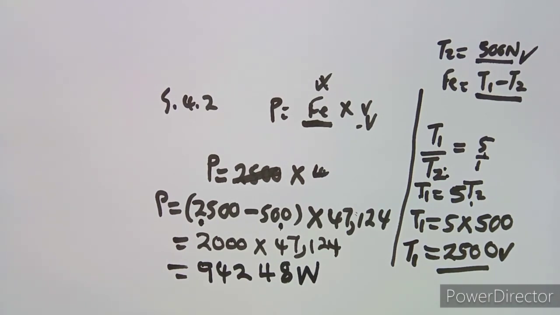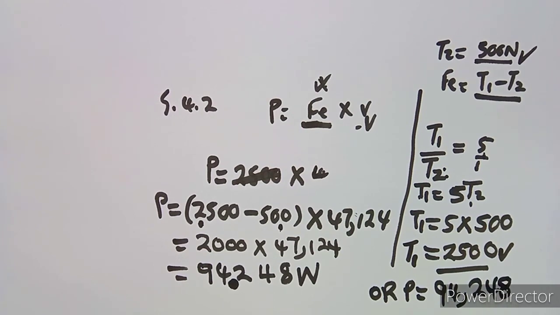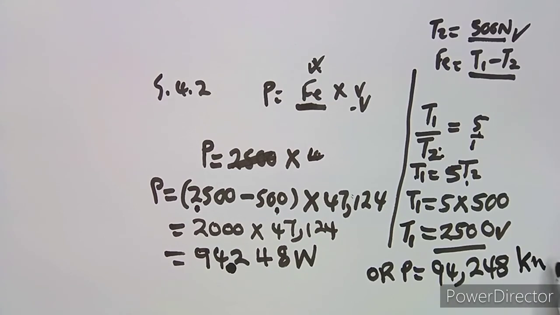Or we can just write kilowatts if you want. Power is equal to this divided by 1,000. So if you divide by 1,000, it's going to be 94.248. That will be in kilowatts now. So that's how they can ask these questions.